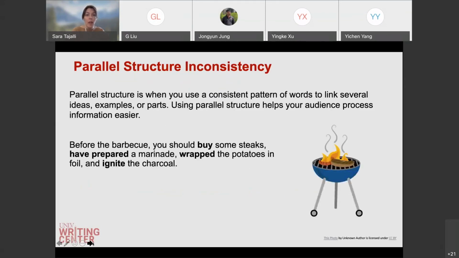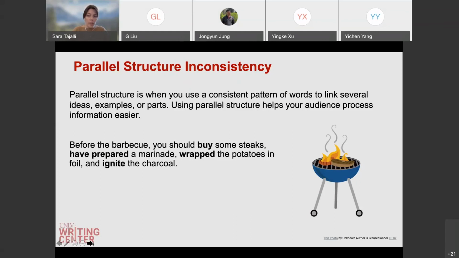Okay. The next thing we're going to talk about is parallel structure. And this is something that generally comes naturally to us when we're speaking. We use parallel structure, it's a consistent pattern of words. So the way that we present the ideas, examples, or parts of a list, it helps us process it better as readers and as listeners when there is that consistency and that parallelism in structure.